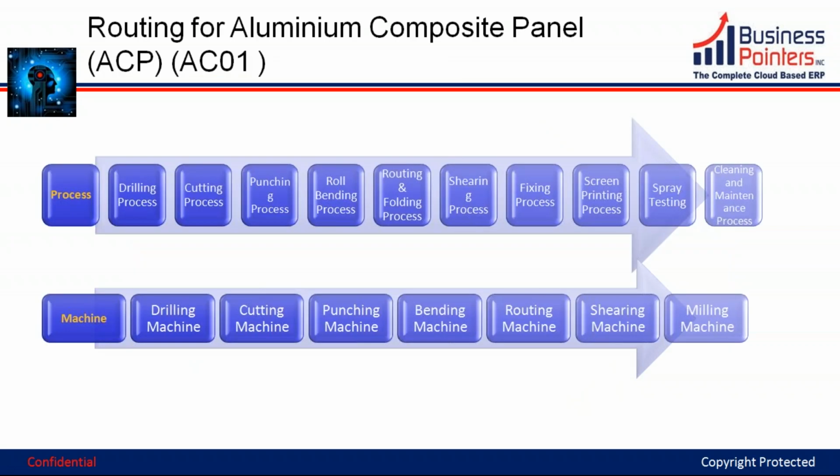The next slide will show us the routing master. As I said, it will be a sequence of processes and machines that are required for the production. For each of the products that needs to be manufactured, there will be a routing for it. So we have the drilling process, which will be done by the drilling machine, the cutting process will be done by the cutting machine, and so on and so forth. One machine can perform two processes that we can define into the system.